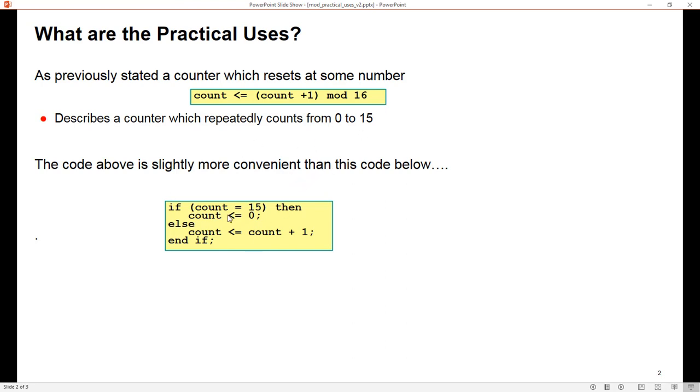Instead of writing out this entire statement, which you would do if you wanted to actually synthesize this reliably, if you wanted to change the value at which the counter reset, you'd have to type out more things, and it's less easy to follow than this statement above.